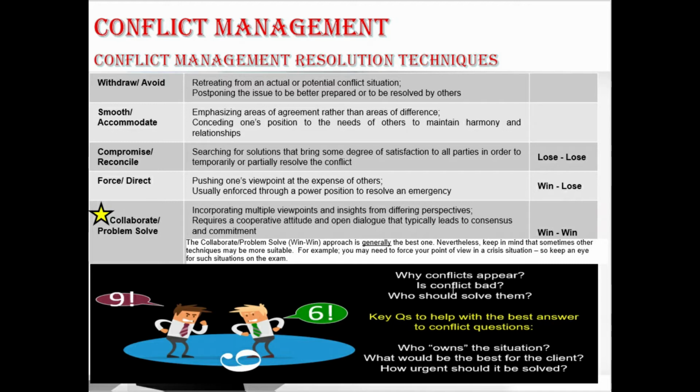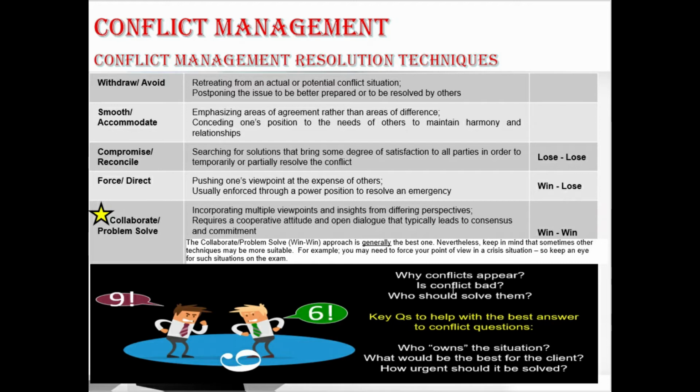Coming to smooth or accommodate. Emphasizing the areas of agreement rather than areas of difference. That is, conceding one's position to the needs of others to maintain the harmony and also maintain the relationships.